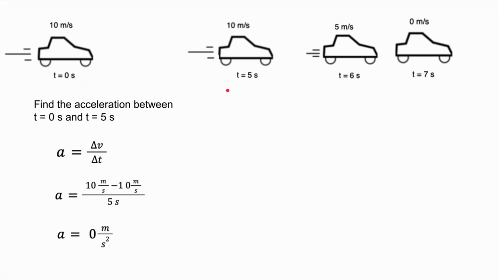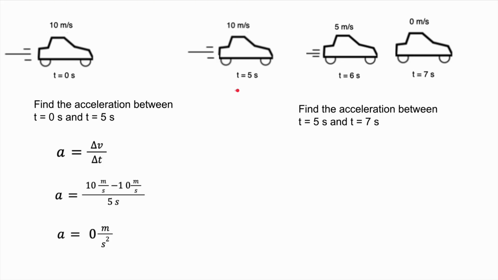Sometimes students get confused between velocity and acceleration. You can be going very, very fast and not be accelerating at all. When you're traveling in a jet, you might be going, say, 250 meters per second, but your acceleration is 0.